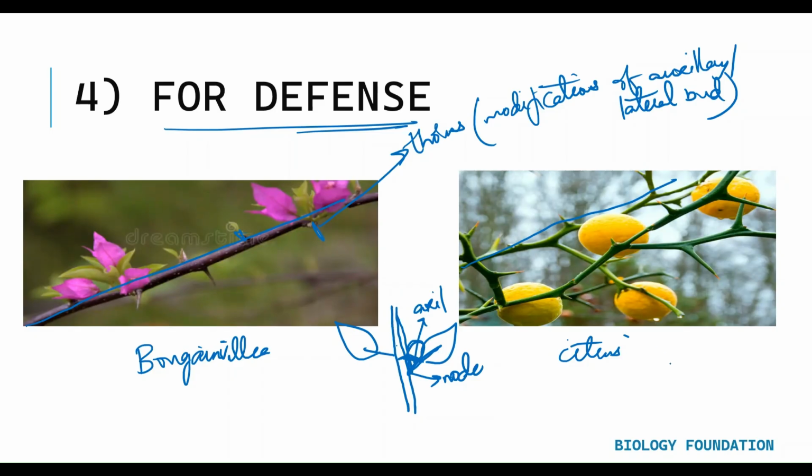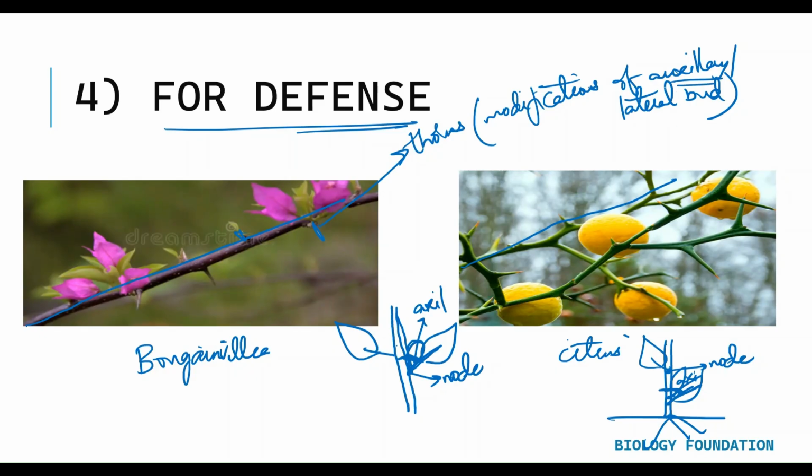Is it clear? Again, I'm explaining. You have a stem in a plant. This is the root system. You have a leaf here. You have one more leaf here. This portion is called node. We all know that the angle formed between the leaf and the stem is called axil. Now here, if any bud develops between the leaf and the stem in the axil, that is called axillary bud.